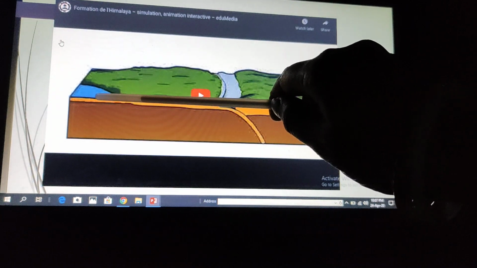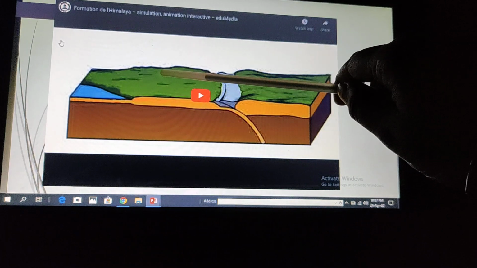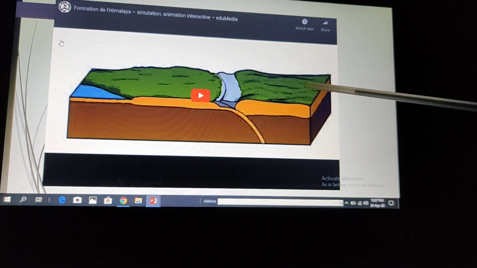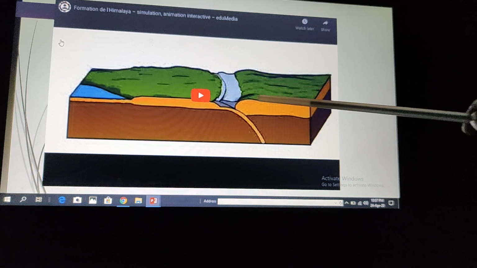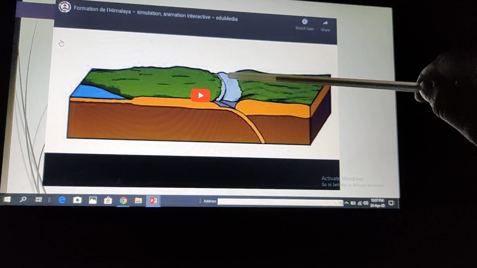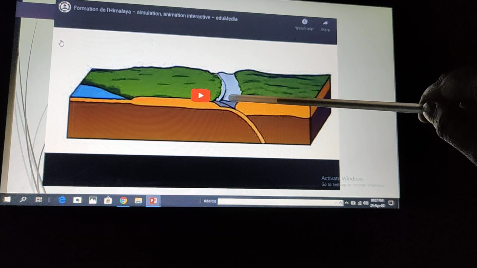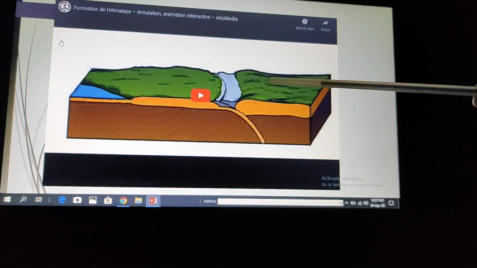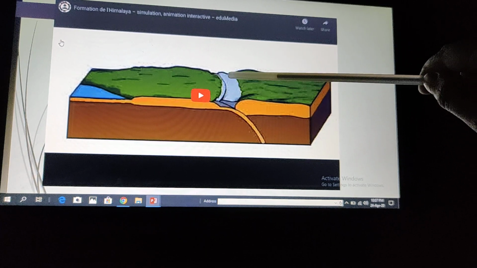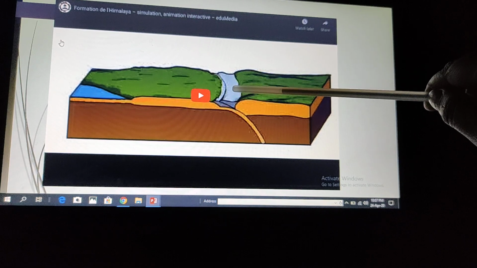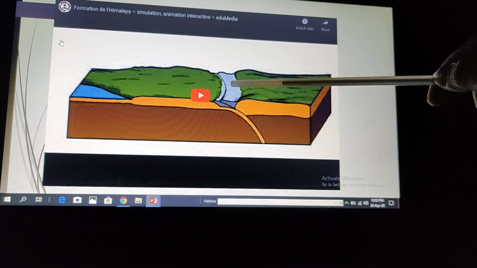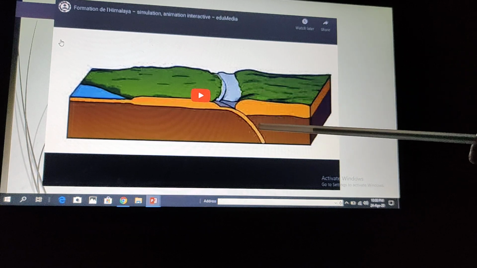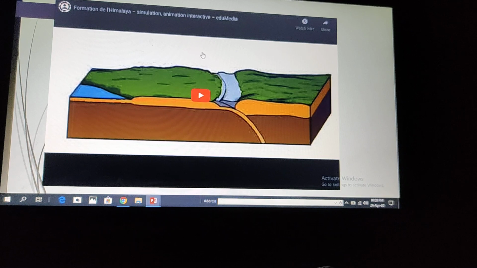This blue portion is the Indian Ocean, and this is the Indian plate, and this is the Eurasian plate in the north. So the Indian plate started moving towards the Eurasian plate. In between, this is the Tethys Sea, which was filled with sediments. When the Indian plate collided with the Eurasian plate, the sediments present in the Tethys Sea came up on the surface and got folded in the form of Himalayas. So this is the formation of Himalayas. Please watch this.